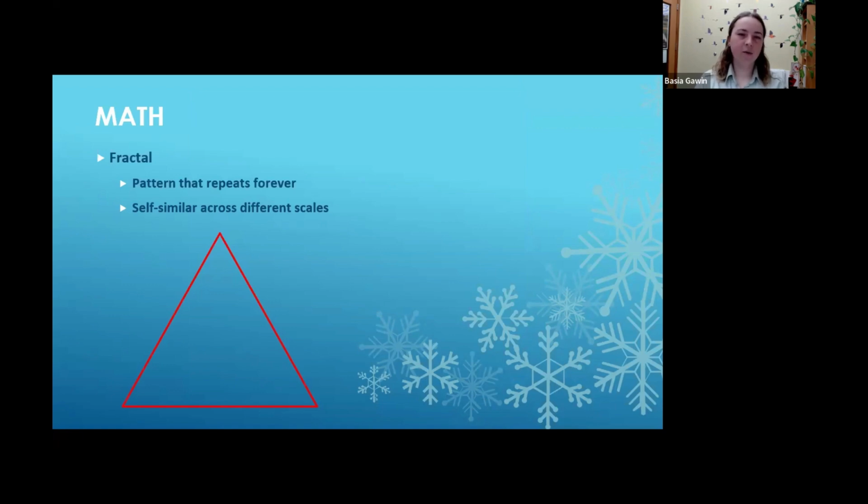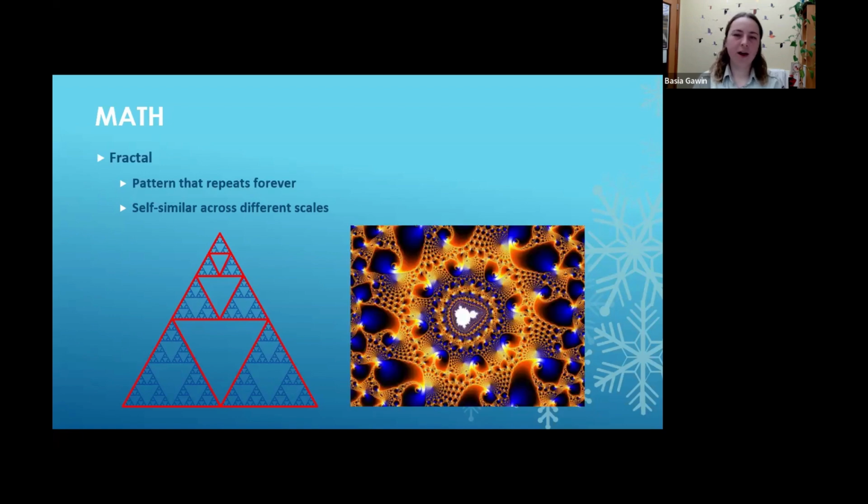Fractals are patterns that repeat forever, and they are self-similar across different scales. One that people are pretty familiar with, and one of the most basic ones, is this triangle, where you start with a big triangle. Inside that, you would draw a smaller triangle, and then inside that, you would draw an even smaller triangle, and you repeat this forever. And no matter how far you zoom in, it's going to look the exact same. So this is a very basic fractal, but there are also very complex ones like the one on the right there.